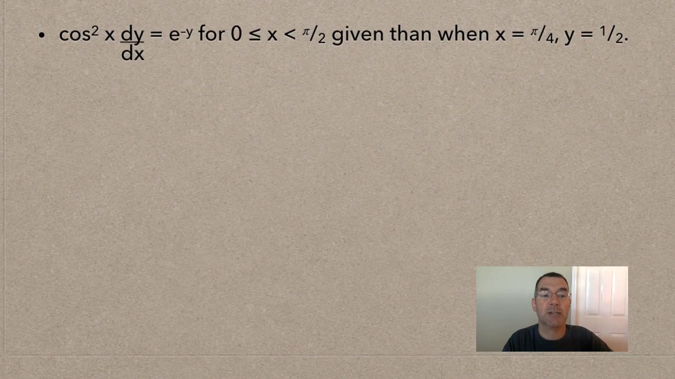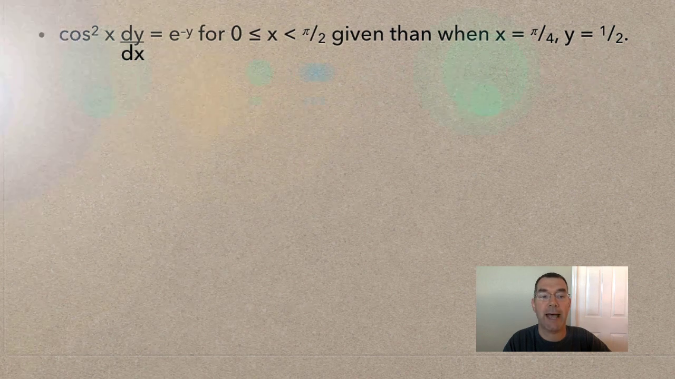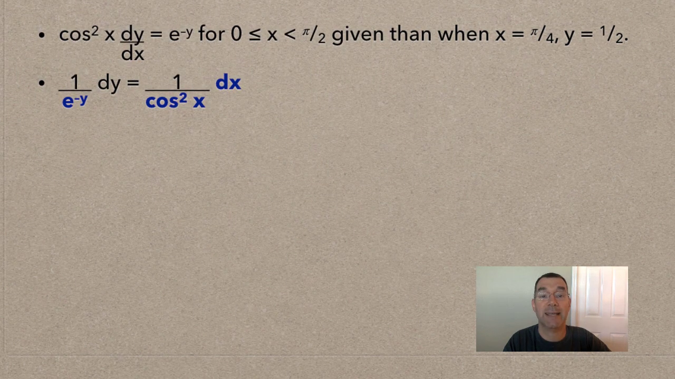All right. Now here's another example. I have cosine squared of x dy dx equals e to the negative y. X is going from 0 to almost pi over 2, and I have a boundary condition this time that x equals pi over 4 and y equals a half. So I'm going to have to solve that. Once I get a constant, I'm going to have to figure out what that constant is.